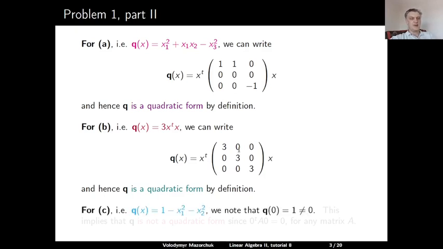For part C, Q of x is equal to 1 minus x1 squared minus x2 squared. From this formula, we know that Q of 0 is equal to 1. So if we plug in 0 here and here, we are left with 1. And 1 is not equal to 0. However, if we have a quadratic form written as x transpose times A times x, and we plug in 0 instead of x, we obviously get 0. So for any quadratic form Q, Q of 0 must be 0. Therefore, this expression does not define a quadratic form.